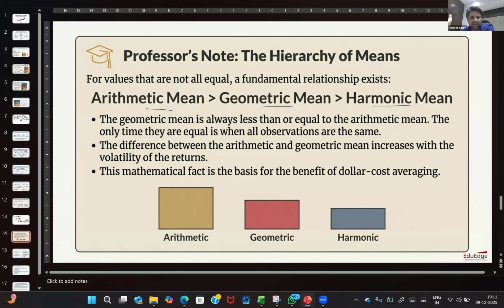And same is the case for harmonic mean. In the bound, they could be equal if the returns are equal. And the difference between AM and GM increases with volatility of returns. The more volatile the returns, the higher is the difference. Okay, so these are some important things about AM, GM, HM.